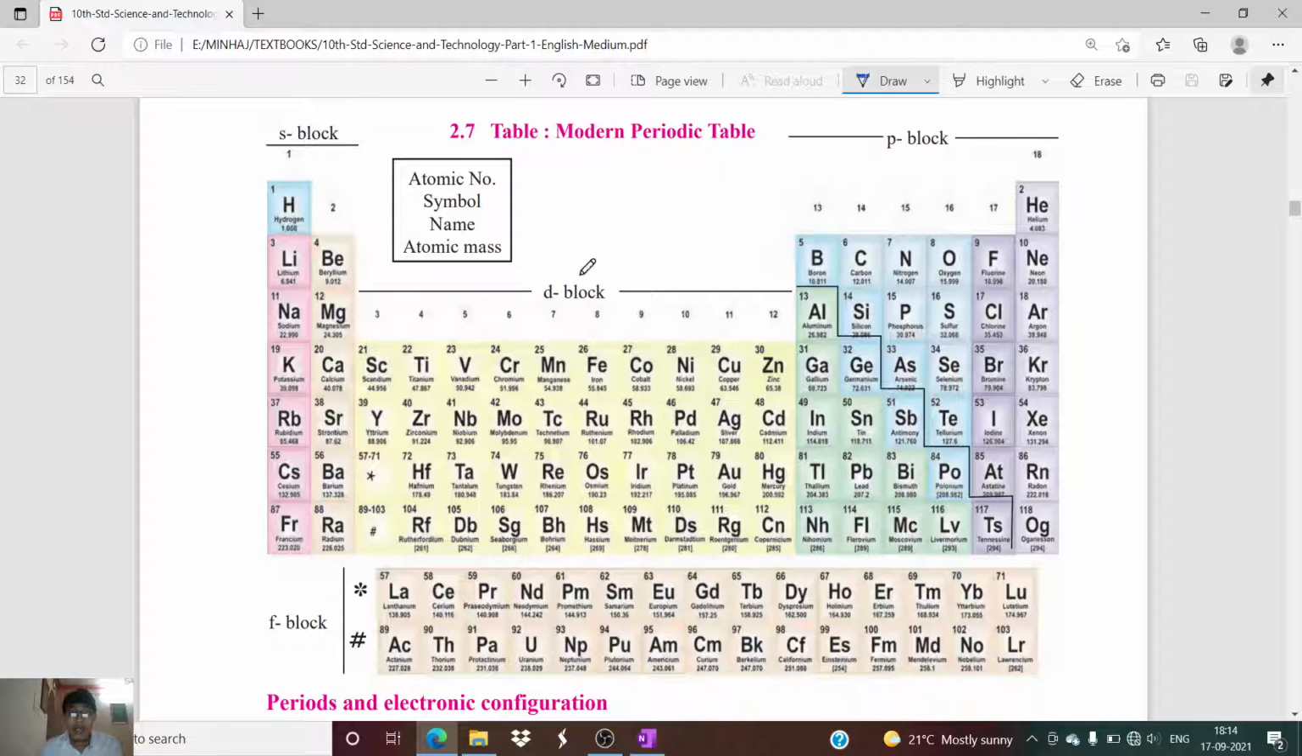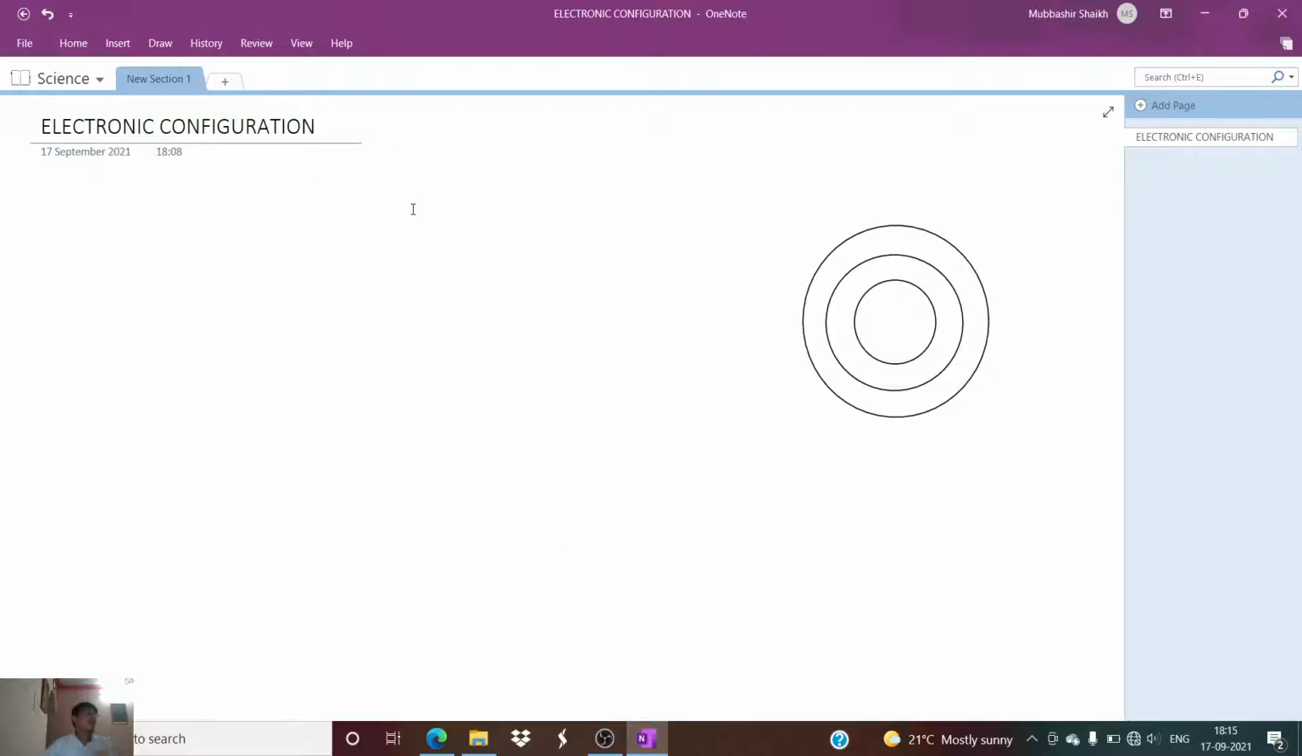Now you can see there are a total of 18 groups, that is group 1 to group 18, and 7 periods, that is period 1 to period 7. These groups and periods are arranged by studying the electronic configuration of each and every element. So we have to see first what an electronic configuration of an element is. We know that the fundamental property of an element is its atomic number, and each and every element is made up of atoms.